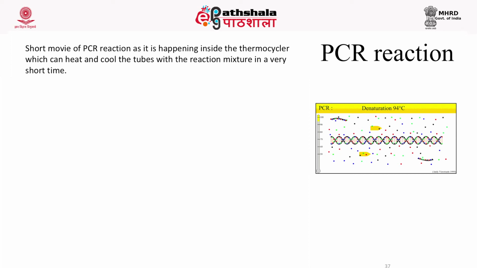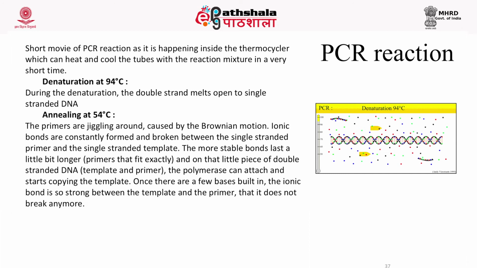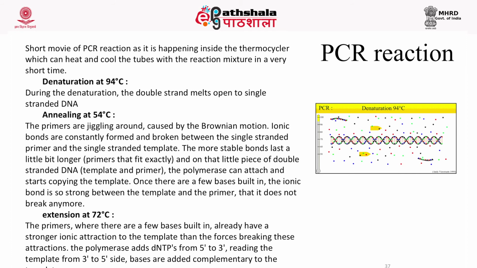Inside the thermal cycler, which can heat and cool the tubes with the reaction mixture in a very short time, all 3 steps are happening. The first step is the denaturation at 94 degrees centigrade, where the double-stranded DNA melts into single-stranded DNA. The second step is annealing, as you can see in the movie, at 54 degrees centigrade, where the primers which are moving around in the reaction mixture anneal with the single-stranded DNA. The third step is the extension, which occurs at 72 degrees centigrade, wherein the primers are extended by DNA polymerase from 5' to 3' direction.